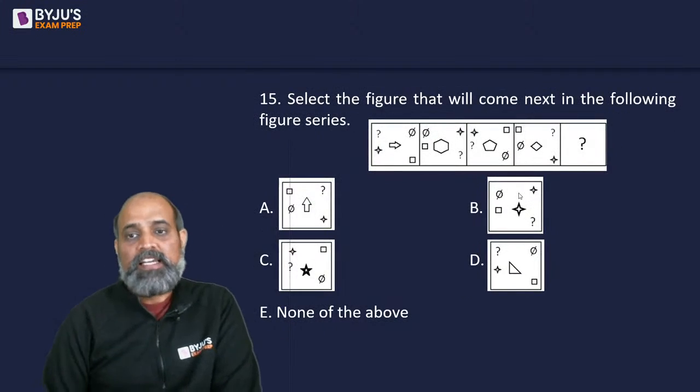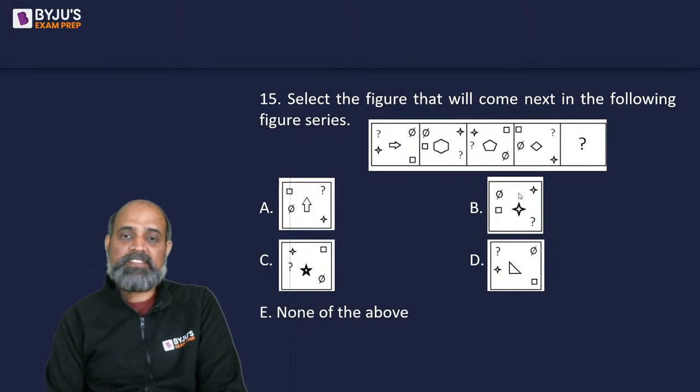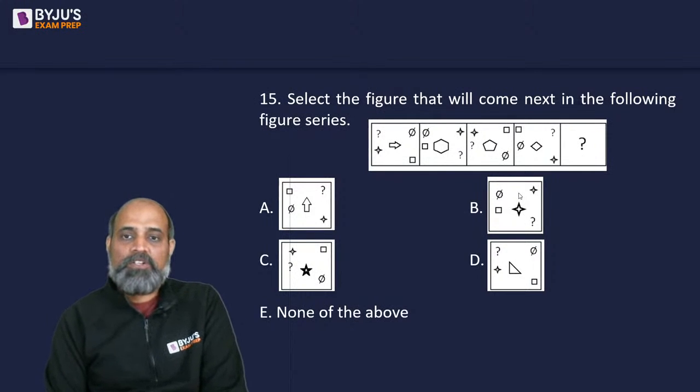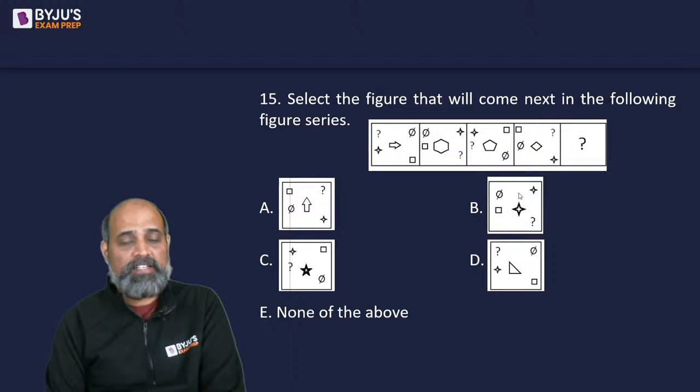Okay. Next one, complete the series. So we have question mark, a phi, then we have a square and a star, and the central figure is, I believe, changing.